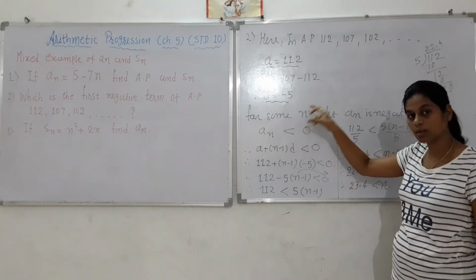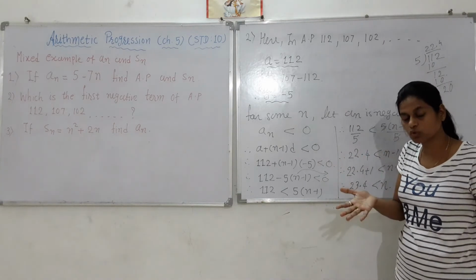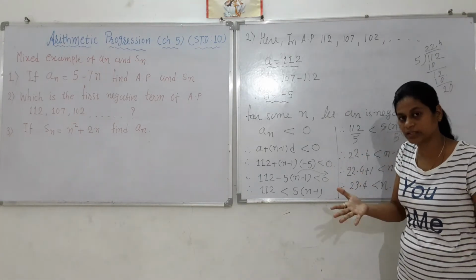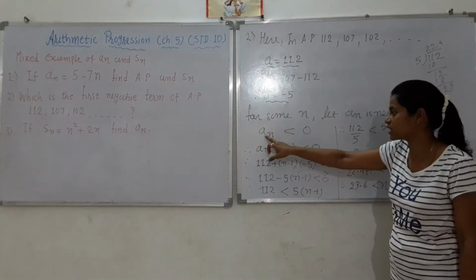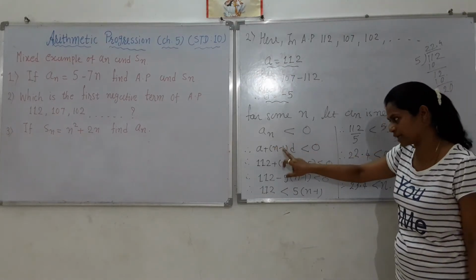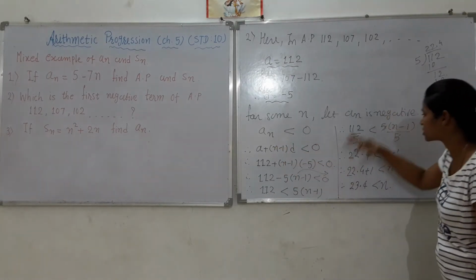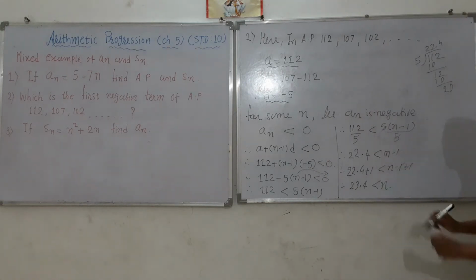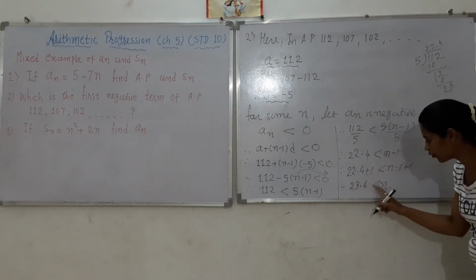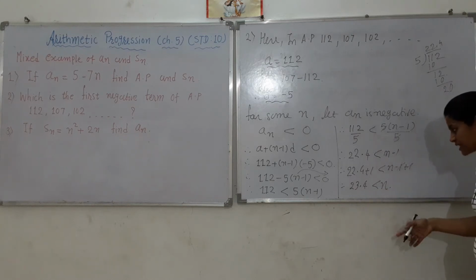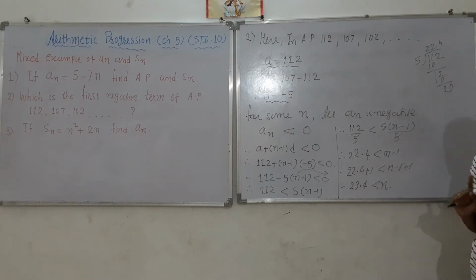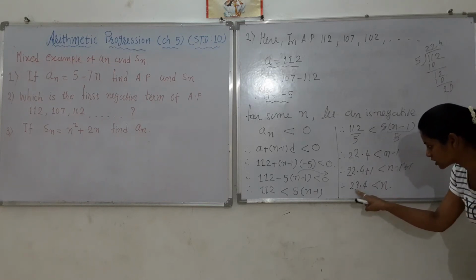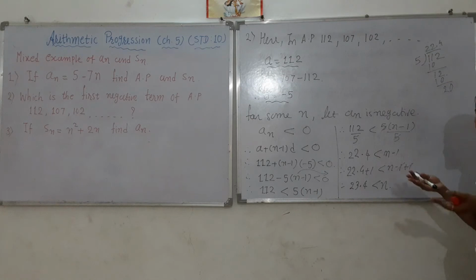Here you have to find the first negative term. So you are supposed to take some n, its nth term is negative, and negative means it is less than 0. That's why I take here an less than 0. Now put the an formula, then put the corresponding values and just simplify. After simplifying you get 23.4 less than n. That means n is bigger than 23.4. But we know n is the number of terms, so it can never be in the form of decimal fractions. So the natural number after 23.4 is 24.